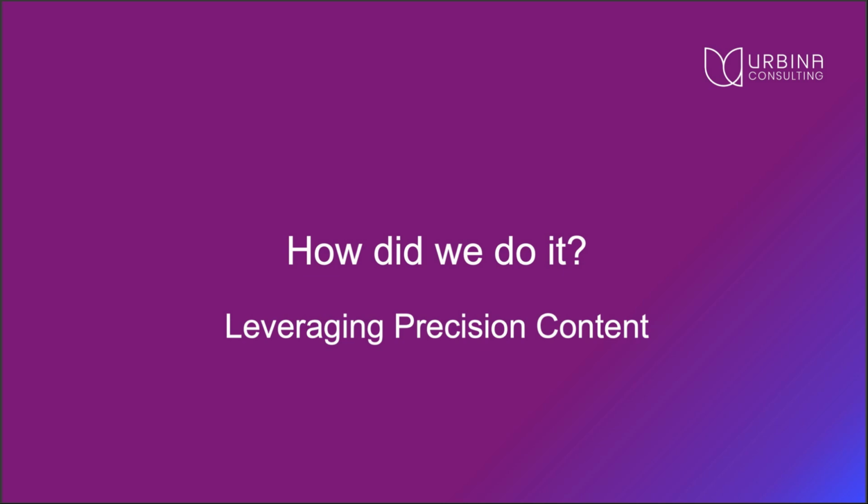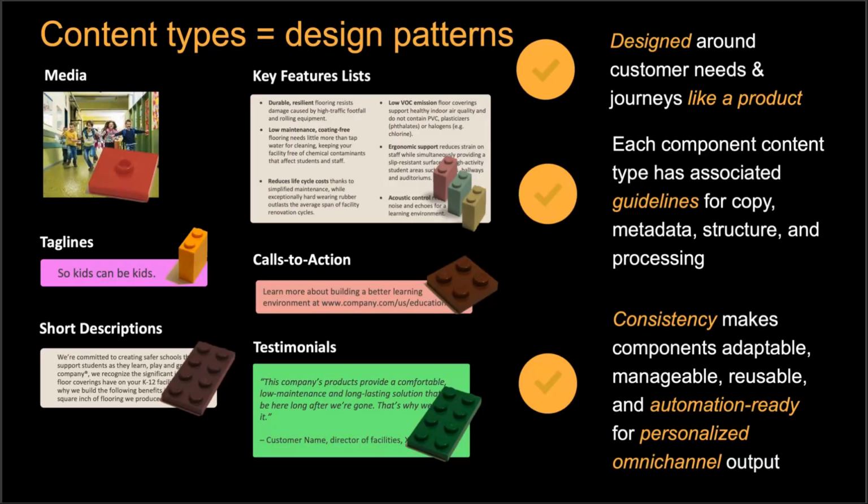And this methodology is about how you actually consider the words on the page. So how do you create content that is ready for omnichannel and is concise, well labeled, and ready for machine processing?